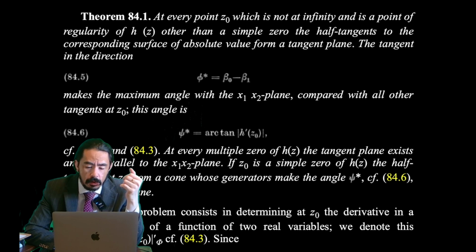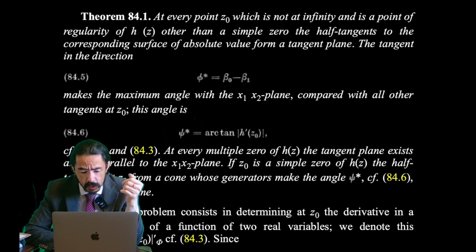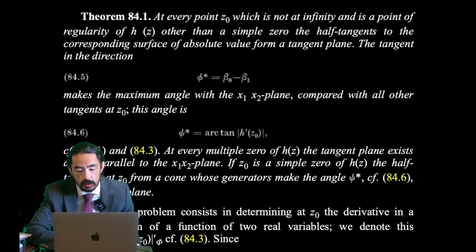Theorem 84.1. At every point z0, which is not at infinity and is a point of regularity of the function h of complex variable z, other than a simple zero, the half tangents to the corresponding surface of absolute value form a tangent plane. The tangent in the direction phi star equal to beta naught minus beta 1 makes the maximum angle with the x1, x2 plane compared with all other tangents at our given point z0.